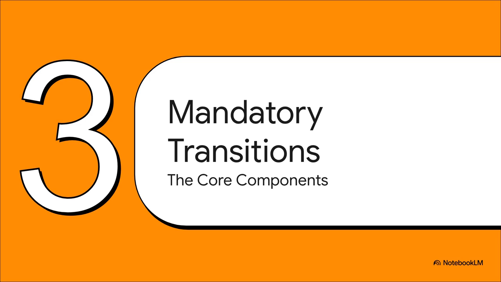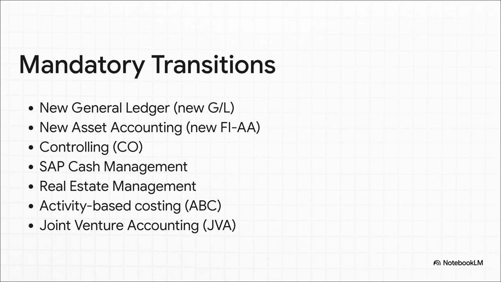All right, Section 3 is all about your mandatory application transitions, and the key word here is mandatory. These are the core pieces of the new structure that are totally non-negotiable. Look, this isn't just a simple upgrade. It is a fundamental shift in how things work. You have to move to applications like the new General Ledger, you'll hear it called New GL, and the new Asset Accounting. The big takeaway here is that S/4HANA is really simplifying the whole data model. It's merging modules like FI and CO into one single source of truth, which is the Universal Journal. So planning for these transitions, it's not just a side task, it's a core part of the entire project.